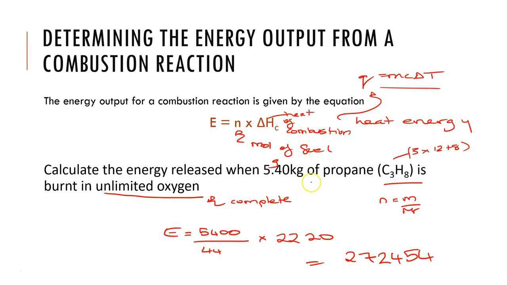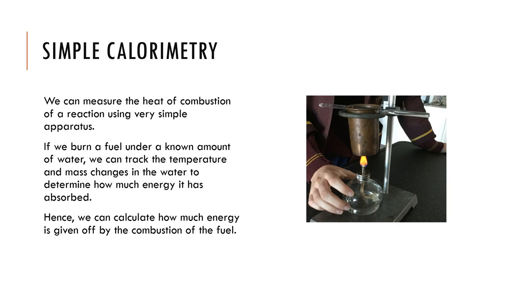Now, we've worked out this from 5.4 kilograms of propane, so we've got to pay careful attention to units here. This was in kilojoules per mole, so this is actually going to be kilojoules. We could actually convert this into 273 megajoules, taking it up another factor. Okay, so that's looking at how much energy there is based on the heat of combustion from a table.